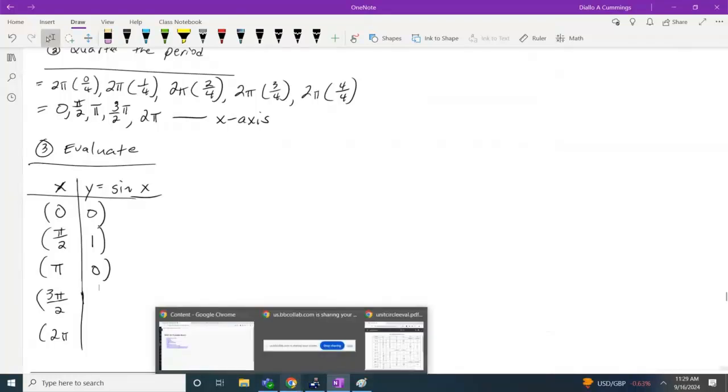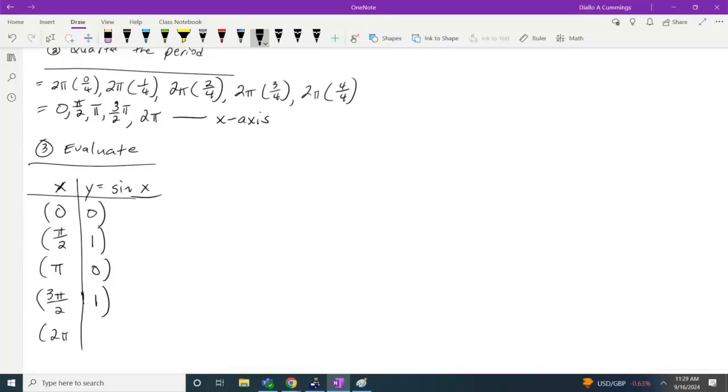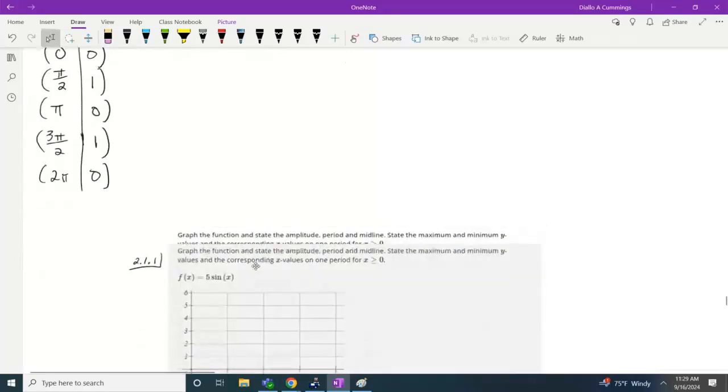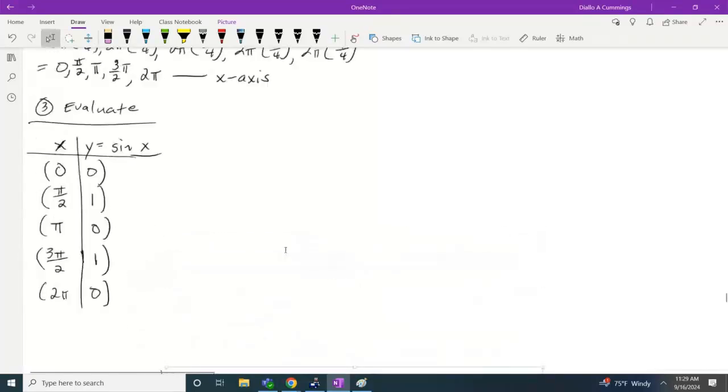The sine of 3 pi over 2 should be 1. And then we complete 1 revolution, and the sine of 2 pi is 0. All right, so any questions about this X and Y chart? All right, so now if we lay this out in a coordinate system, I need to move that down.